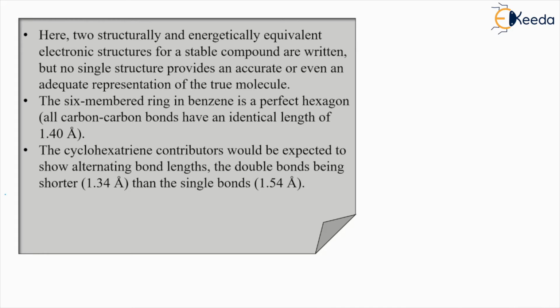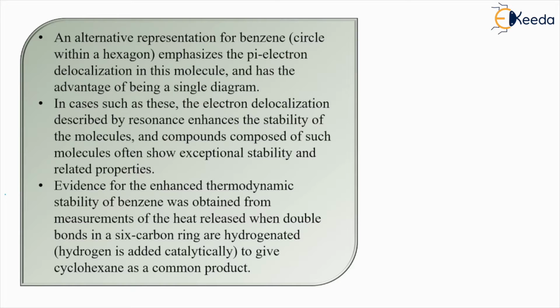The cyclotriene contributors would be expected to show alternating bond lengths, the double bonds being shorter than the single bonds. The double bonds are always shorter than the single bonds. So over here, if you see, the double bonds are 1.3 angstrom units long, whereas the single bonds are 1.54 angstrom units long. An alternative representation for benzene is a circle within a hexagon, which emphasizes the pi electron delocalization in this molecule and has the advantage of being a single diagram.